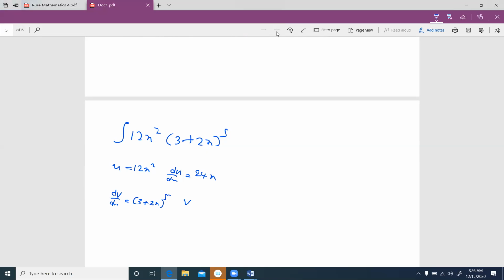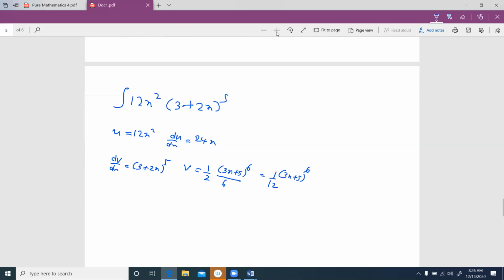Therefore, we get the integration of this, 1 over 2, 3x plus 5 to the power 6 over 6. That is 1 over 12, 3x plus 5 to the power 6 is the answer for that, right? Then you can do this integration. Then you can say I is equals to uv. U is 12x squared, v is 1 over 12, 3x plus 5 to the power 6, minus integration of v du by dx.